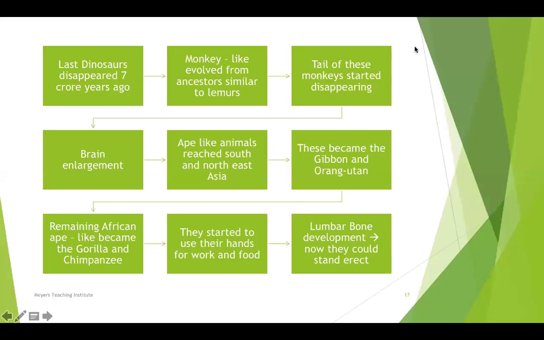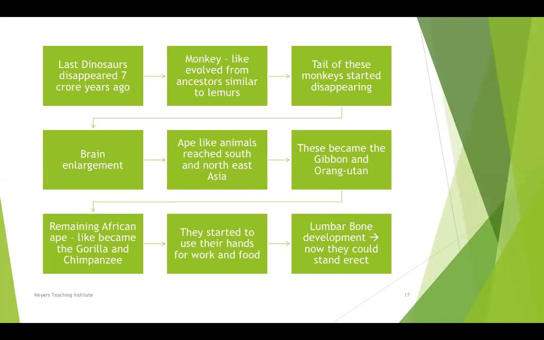So, coming to the next important part is to understand how human evolution actually occurred. Human evolution is said to have started somewhere after the last dinosaurs had started disappearing, approximately about 7 crore years ago. At that time, the monkey-like animals are said to have evolved from something which is similar, more or less, to the modern-day lemurs.